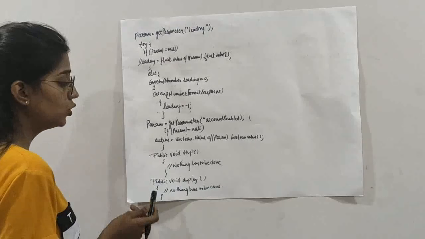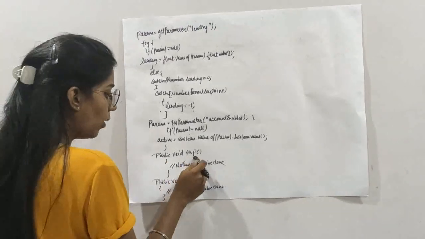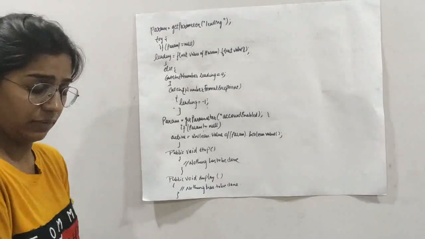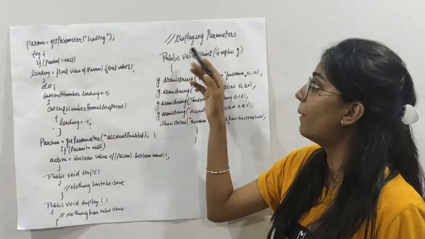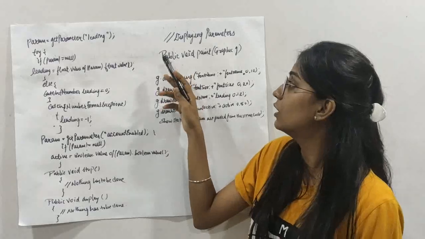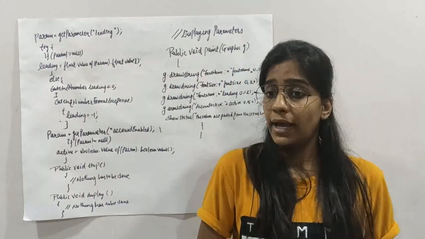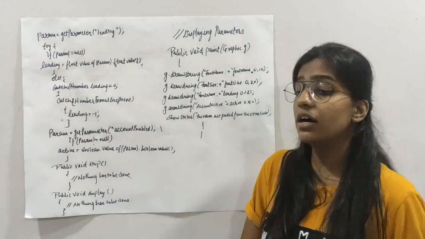Now we have used another two methods, public void stop and public void display. In these methods we are doing nothing. We are going to display the parameters. There is a method called public void paint(Graphics g), where we have to display an applet.